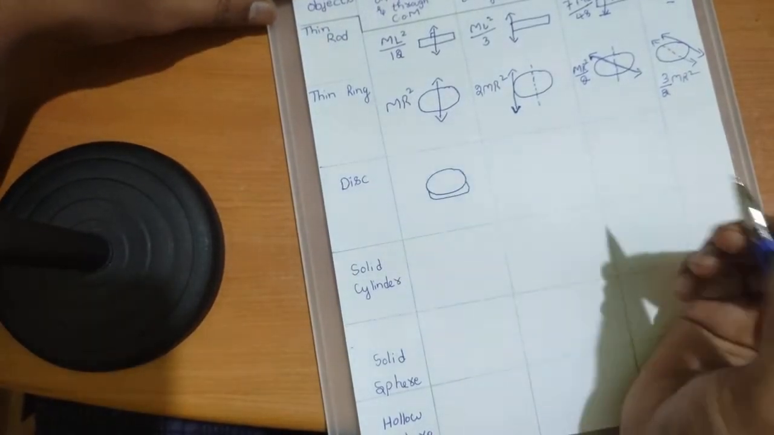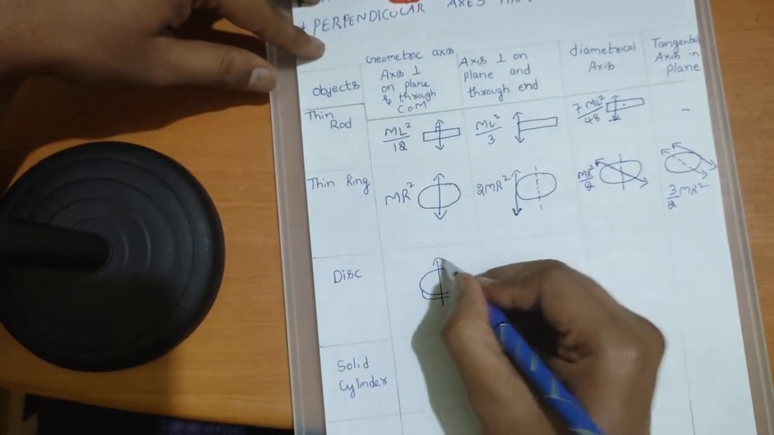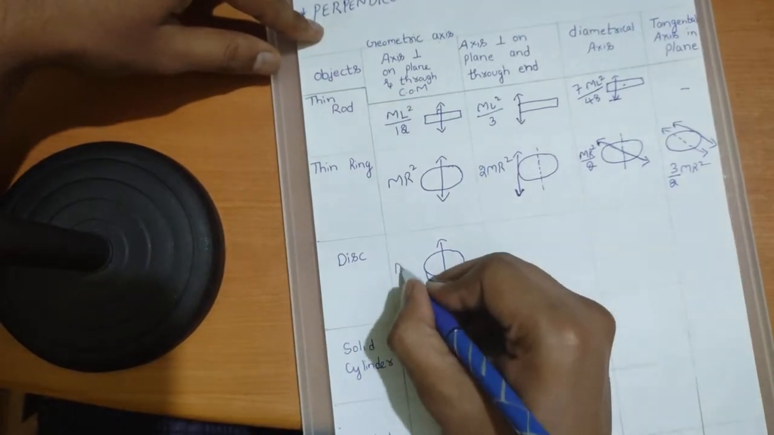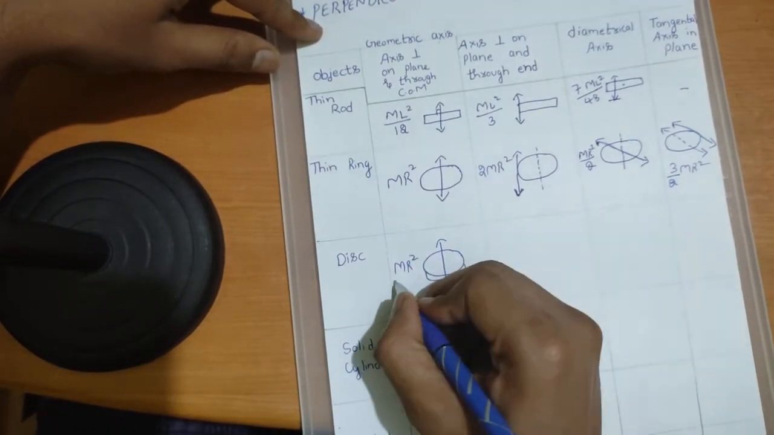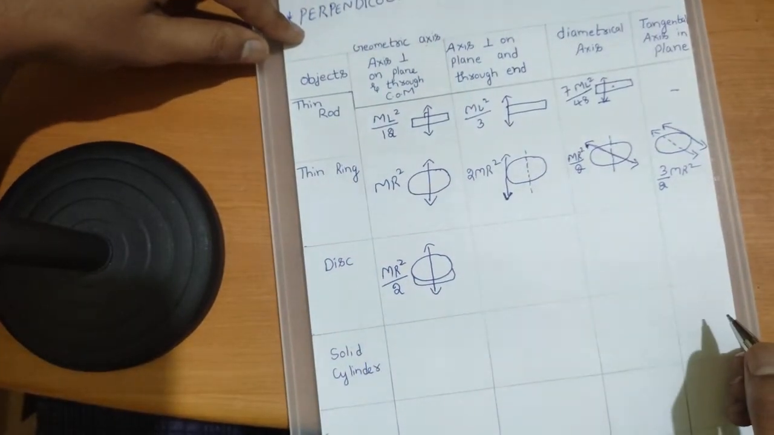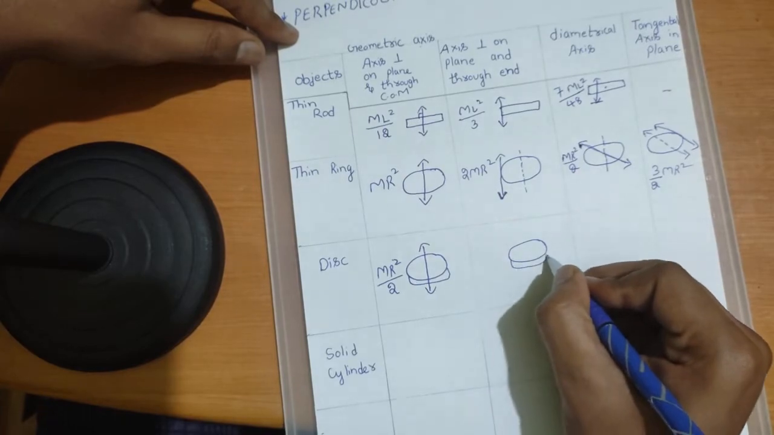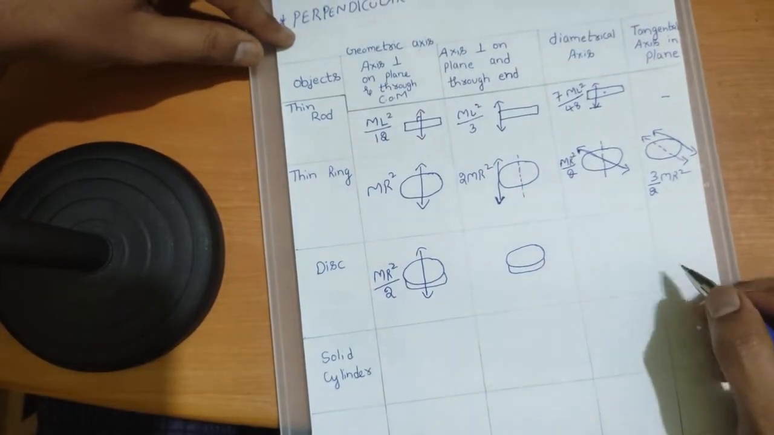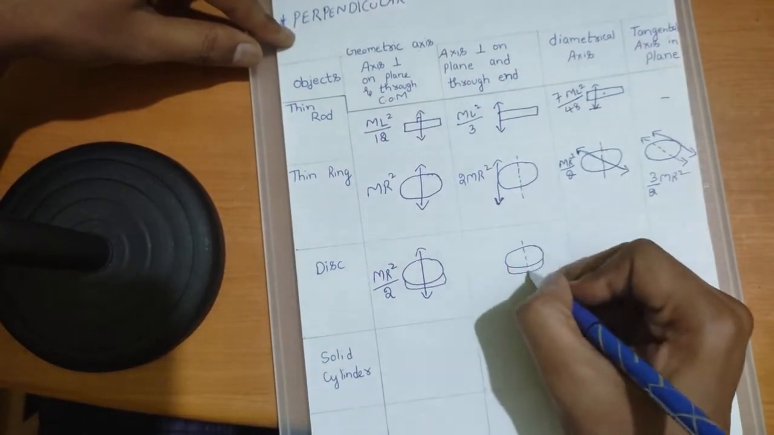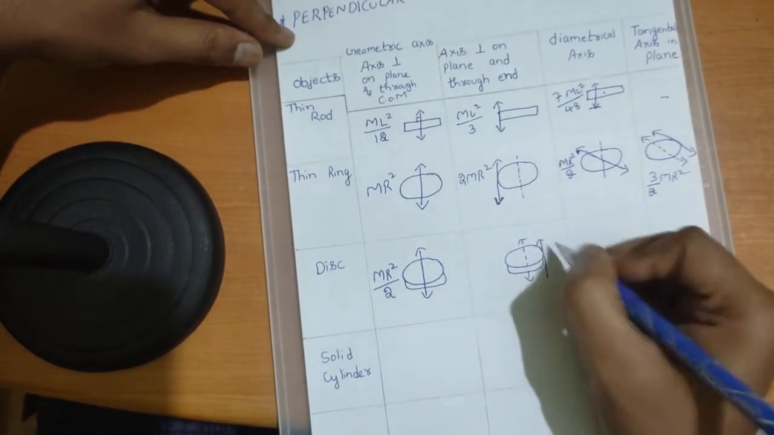Imagine this is a disk. We have to calculate moment of inertia from the geometrical axis. This is a geometrical axis. I have already told that the moment of inertia of a disk from the geometrical axis is mr square by 2. Alright, next, moment of inertia of the disk perpendicular to the plane and passing through one end. Let us take this end.